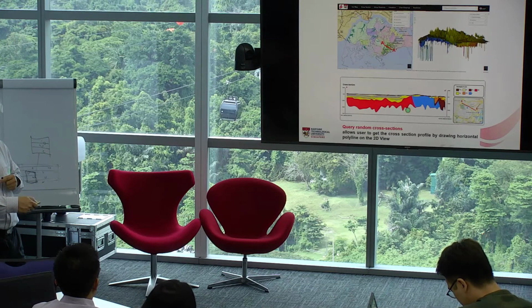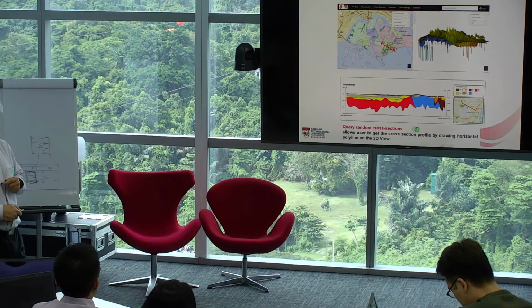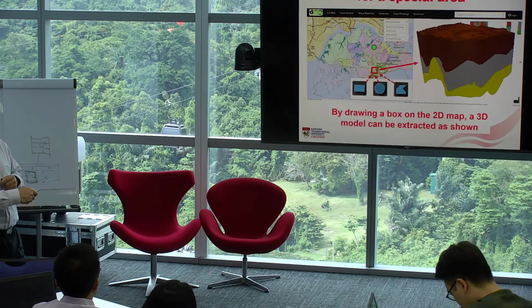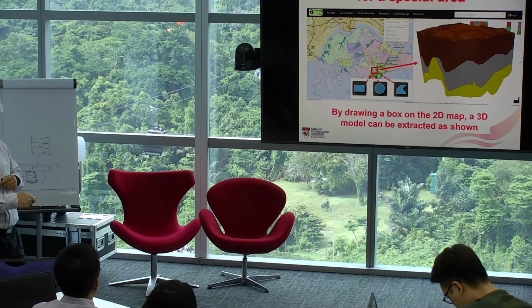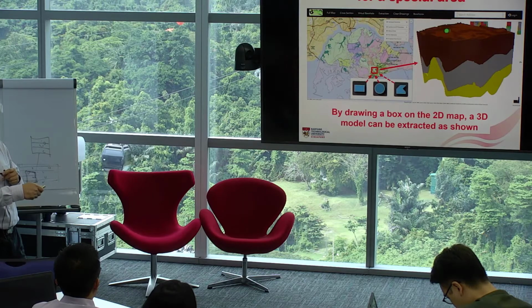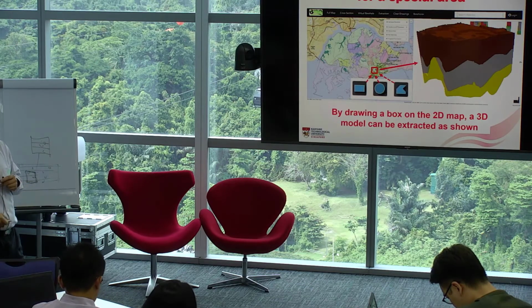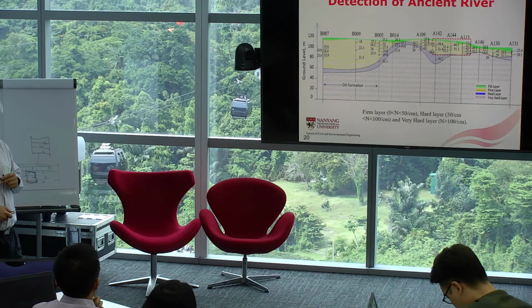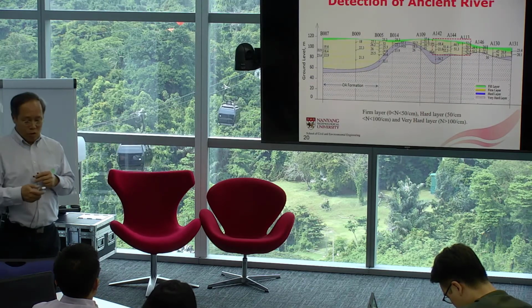This cross-section is generated using the 3D geological model. If you draw a circle, it could be a square or any other shape, we will be able to give you the 3D geological model for that particular location or that particular site. So this is what you can do with the model.